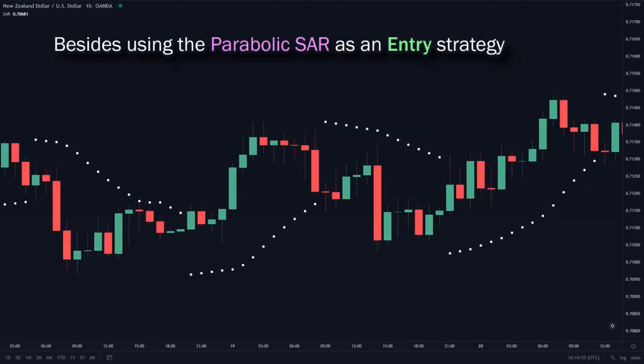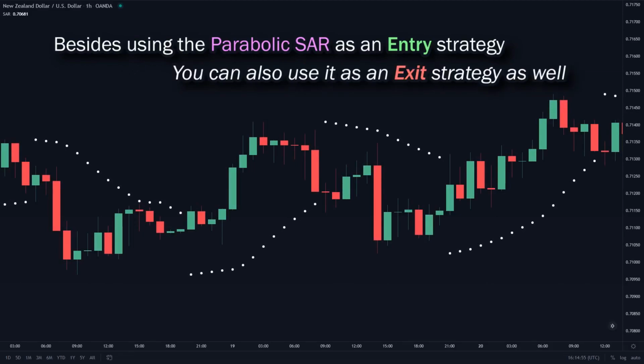Besides using the Parabolic SAR as an entry strategy, you can also use it as an exit strategy as well. One of the most common ways that traders use it as an exit strategy is by simply waiting for the Parabolic SAR to switch positions. Let me show you an example.